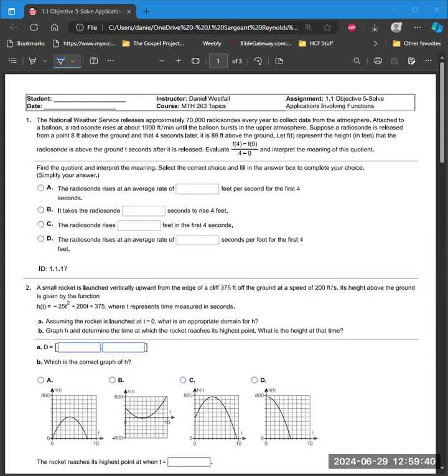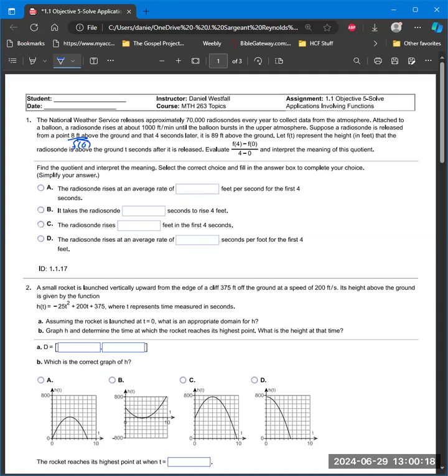In this video, we're going to talk about 1.1 Objective 5, where we solve applications involving functions. The National Weather Service releases approximately 70,000 radiosondes every year to collect data from the atmosphere. Attached to the balloon, a radiosonde rises at about 1,000 feet per minute until the balloon bursts in the upper atmosphere. Suppose a radiosonde is released from 0.8 feet above the ground. There's my initial height.